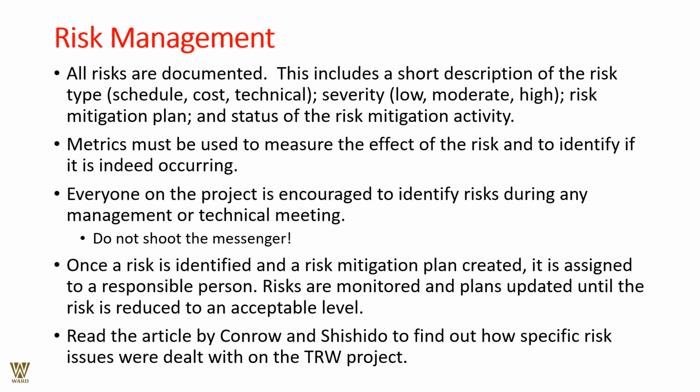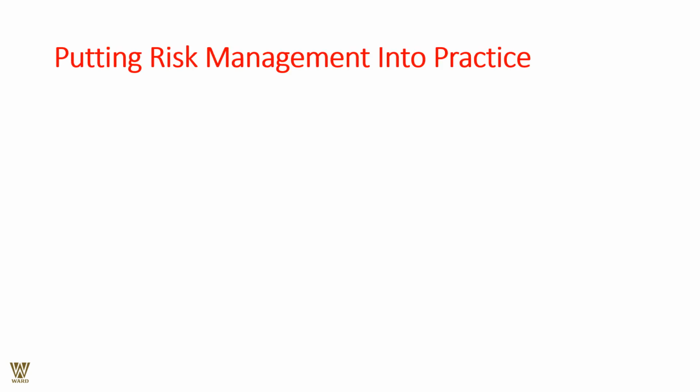Everyone on the project is encouraged to identify risk during any management or technical meeting. Never shoot the messenger. Once a risk has been identified and a risk mitigation plan created, it is assigned to a responsible person. Risks are monitored. Risks and plans are to be updated until the risk is reduced to an acceptable level or manageable position. Read the article by Conroy and Sistudo to find out how specific risk issues were dealt with in the TRDW project.